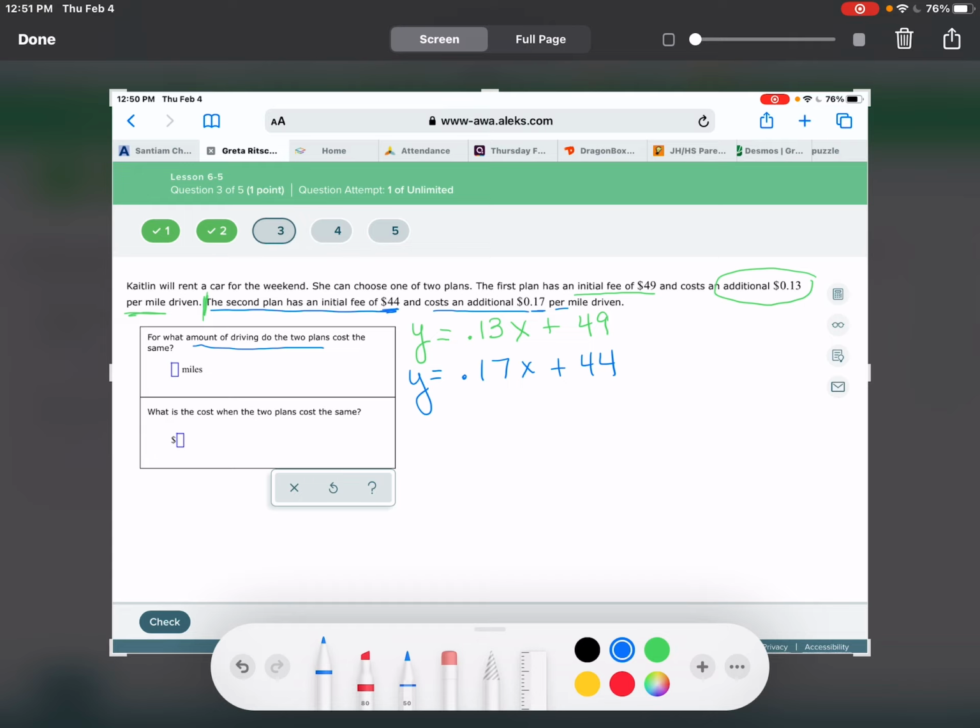So one starts a little lower and goes up a little steeper. That would be the blue one. And then the green one starts a little higher and is just a little less steep. And so at this point right here, they cost the same. So I want to solve the system to see where they cost the same.